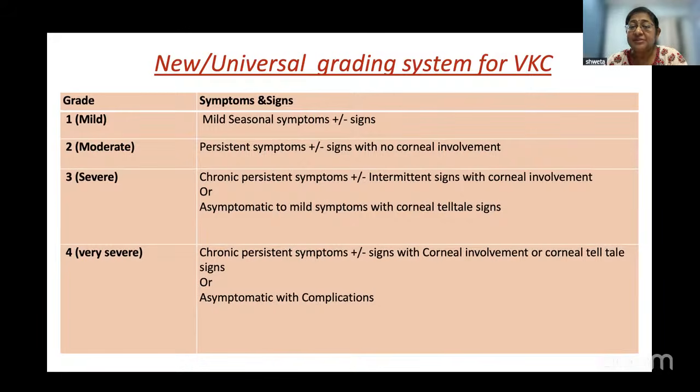The minute they become severe, the corneal involvement starts and the symptoms become more chronic and persistent. So you have less than 1 month of symptom-free period. So the entire year, the child has a red eye, or itching and redness, or even the child could present to you asymptomatic, but with corneal telltale signs, where there is a scar which tells you that it's an old resolved shield ulcer. In very severe cases, the symptoms are chronic and persistent. They have corneal involvement with the corneal telltale signs, or they could be asymptomatic with complications that we spoke about, like keratoconus, limbal stem cell deficiency, or steroid responders.